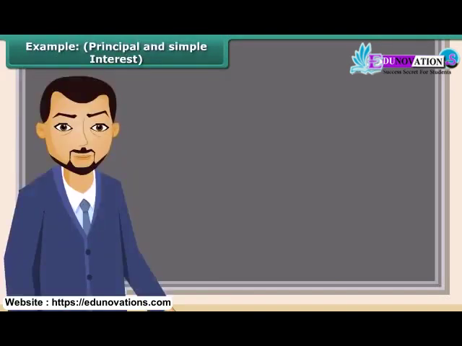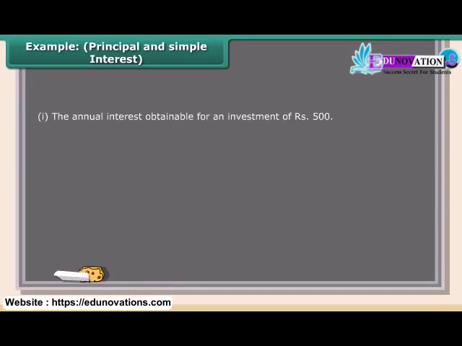Example, principal and simple interest. A bank gives 11% simple interest on deposits by senior citizens. Draw a graph to illustrate the relation between the sum deposited and simple interest earned. Find from your graph: 1. The annual interest obtained for an investment of rupees 500. 2. The investment one has to make to get an annual simple interest of rupees 88.